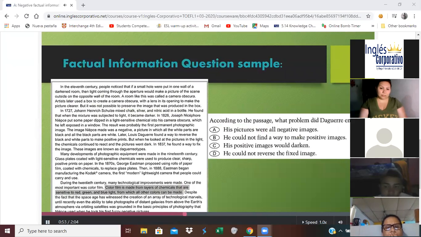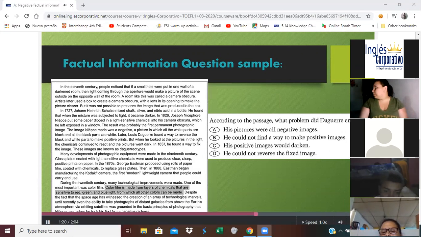Take a look at sample factual information questions. Go on reading the passage. Remember, factual information questions look for only one right answer. Be careful when selecting your answer, because three of the four answer choices misstate information from the passage or contradict information from the passage. One answer we can definitely eliminate is A, because there's no mention in the paragraph of his pictures were all negative. Choice B is not mentioned at all in the passage either. Choice C looks like what is said here in this paragraph, that the chemicals continue to react and the pictures went dark, might be the information we need. Choice D is incorrect because it says that he found a way to reverse the black and white parts to make positive prints. So it is contradicting one of the choices. That leaves choice C, which is supported by the eighth line from the second paragraph. Therefore, C is the correct answer.